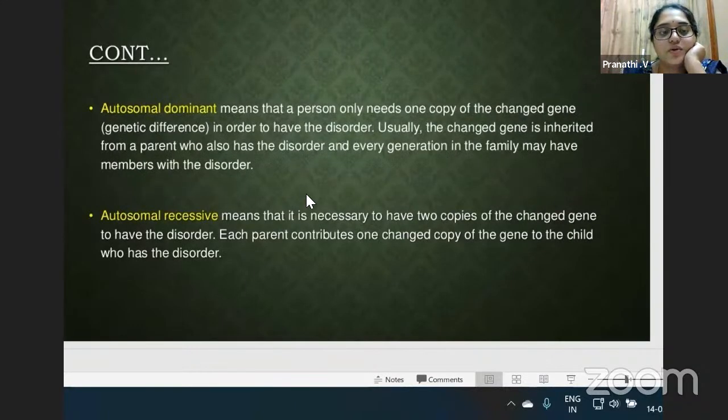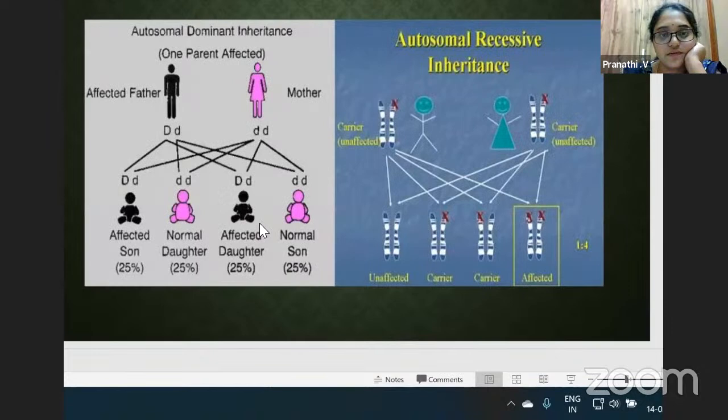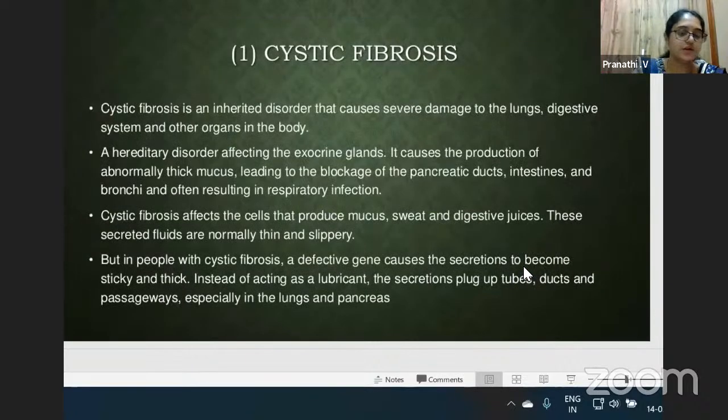So you have seen autosomal dominant and autosomal recessive. In the case of dominant, you have almost a 50% chance, whereas in autosomal recessive inheritance, unless both the parents are carriers, you do not have a 25% chance for this to occur. The different kinds of diseases have been mentioned over here.